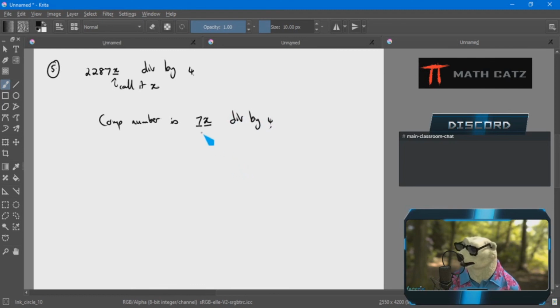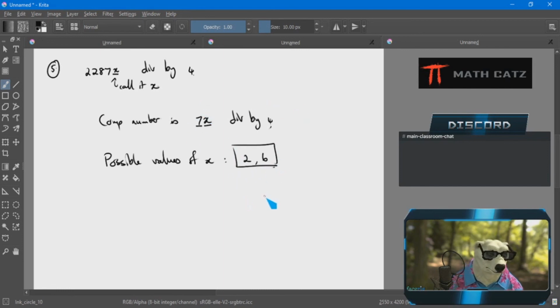But that narrows it down significantly. And I can right away say my possible values of x will be 2. 72 is divisible by 4. 76 is divisible by 4. And that is going to be it. Because I know my multiples of 4. Or I can very quickly do a 2-digit division. And that is that.